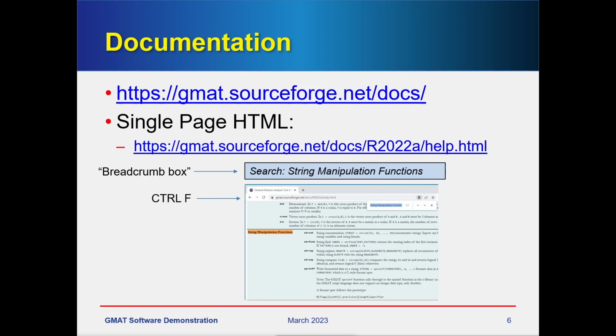Throughout the slides of this course, we have left breadcrumbs. If you search the words in the breadcrumb box using Ctrl+F in either the PDF or the single-page HTML, you'll be brought to the most helpful location for detailed documentation on the slide subject. In this example, searching string manipulation functions will bring you to the section of the user guide with detailed documentation on these functions.